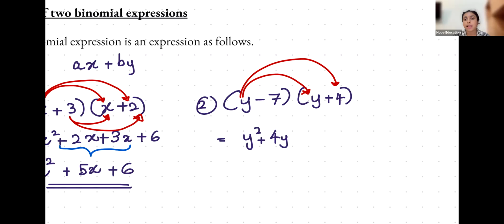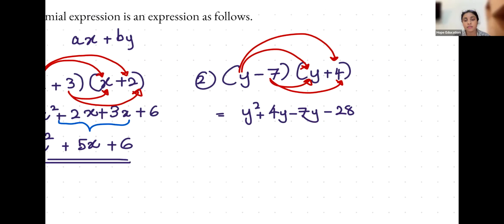Here 7 multiplied by y means 7y. Here this is minus, here this is plus, minus times plus, answer is minus. Then 7 multiplied by 4 is 28. Here this is minus, here this is plus, minus times plus is minus.